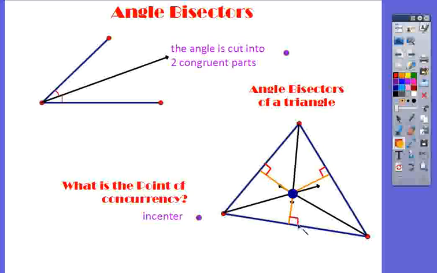So all of the lines that are black are examples of angle bisectors. The blue dot is the incenter, which is the point of concurrency for angle bisectors. And the orange lines represent the distance from the incenter to the sides of the triangle, which are all congruent.